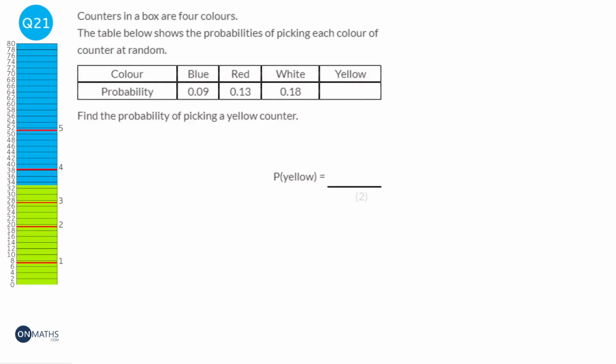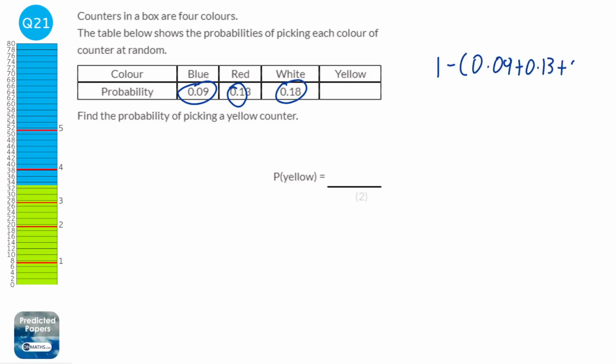All probabilities have to add up to 1. So what I'm going to do is take away these probabilities away from 1. So I'm going to do 1 take away 0.09 plus 0.13 plus 0.18. And so that's going to be 0.4. 1 take away 0.4 is 0.6.